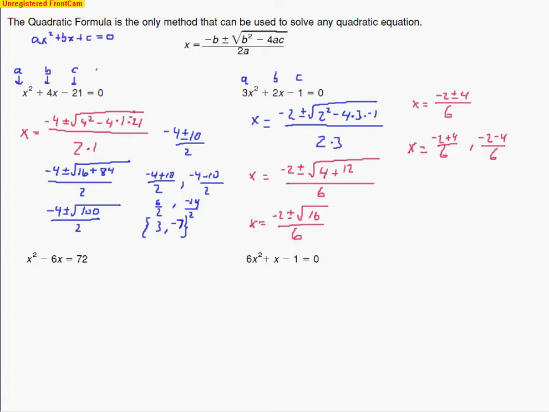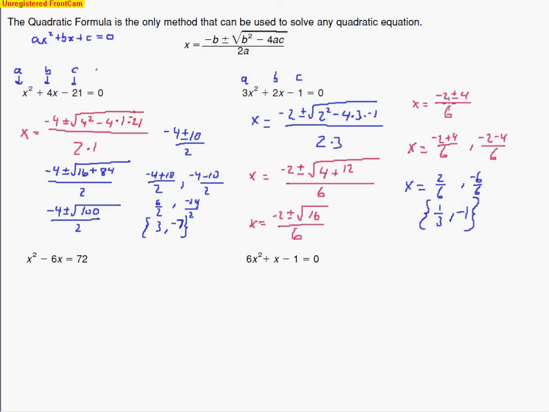So when we go ahead and do some more work there, we have x equals 2/6, which reduces down to 1/3. Over on this other side, we have negative 6/6, which reduces down to -1. So those are our two x-intercepts.